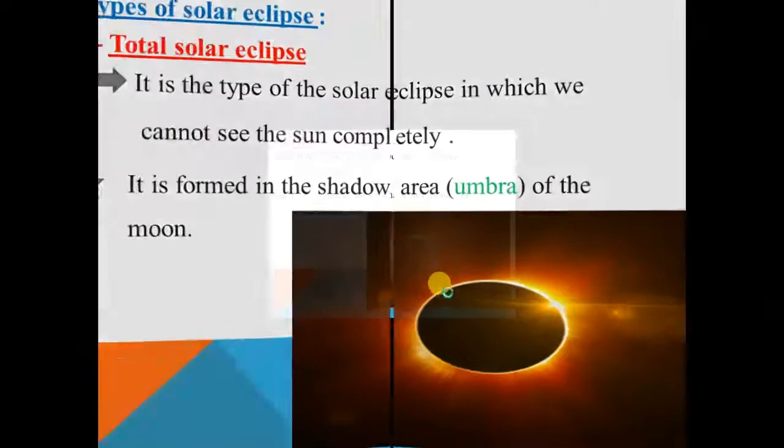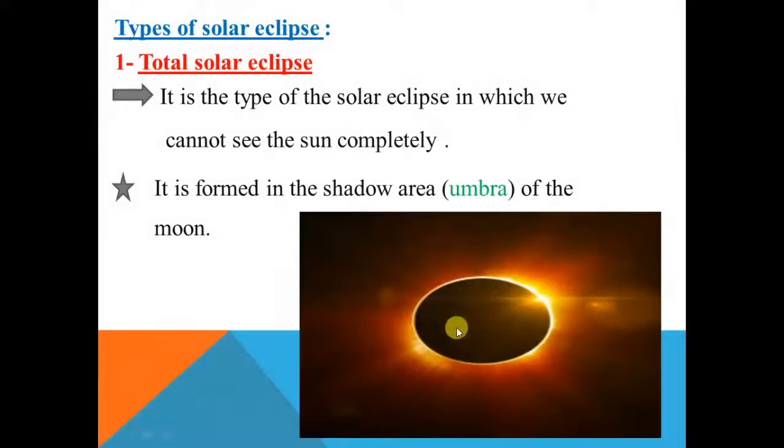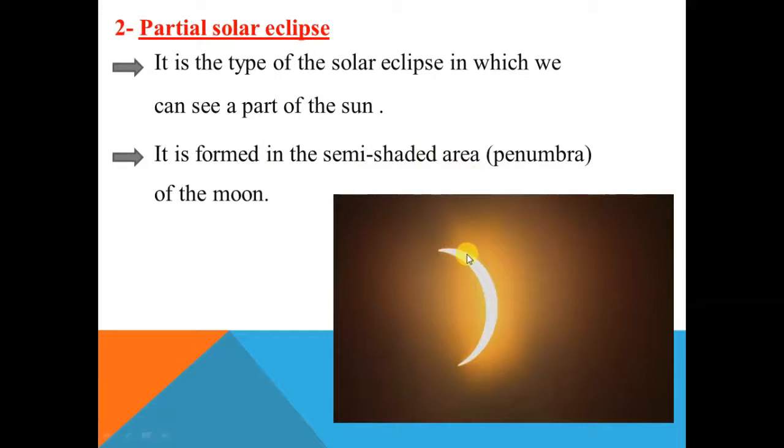That's the first type. The second one is the partial solar eclipse. What's the partial solar eclipse? A partial solar eclipse is a type of solar eclipse in which we can see part of the sun. This type of solar eclipse is formed in the penumbra of the moon. So, in a total solar eclipse, the moon hides the sun completely and it forms the umbra. In a partial solar eclipse, we can see part of the sun and it's formed in the penumbra.